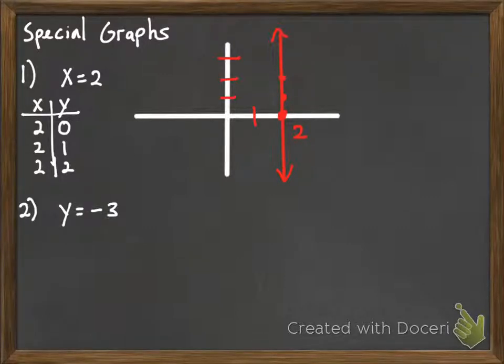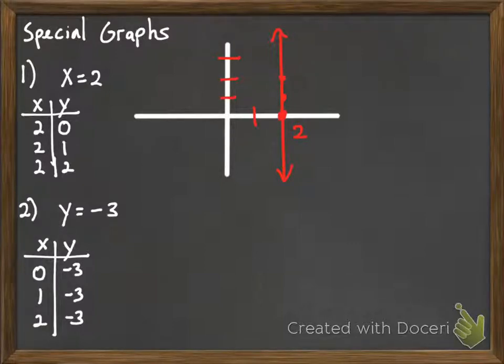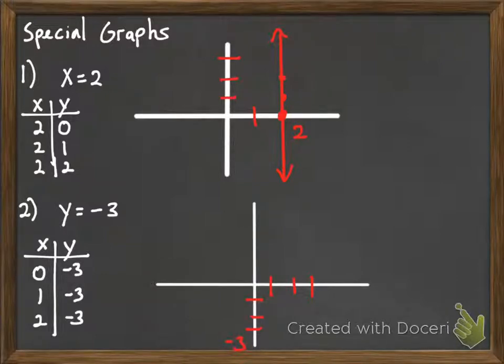And then if you have an equation that just involves y, like y equals negative 3, again what that means is that the y values are always fixed as negative 3. But our x values can change. So we can let x be anything at once. So particularly, we can let it be 0, 1, or 2. And again, we can draw our graph. Our y value again is fixed at negative 3, but x can be anything at once.